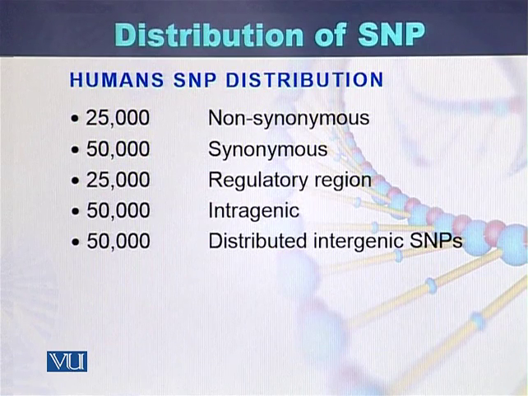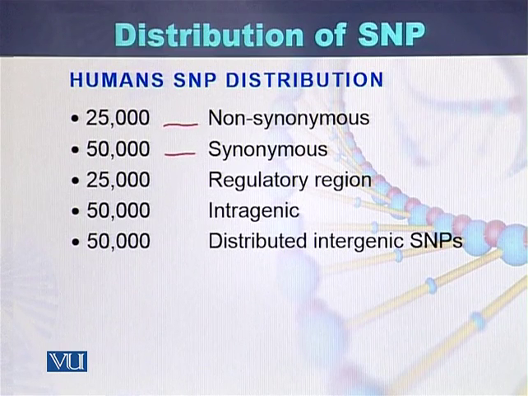These are the number of SNPs which are present on the human genome. Approximately 25,000 SNPs are non-synonymous, while there are 50,000 SNPs which are synonymous. There are 25,000 SNPs which are present in the regulatory regions. Regulatory regions are those regions which are adjacent to the genes, from where the gene is regulated. So those regions are called regulatory regions.